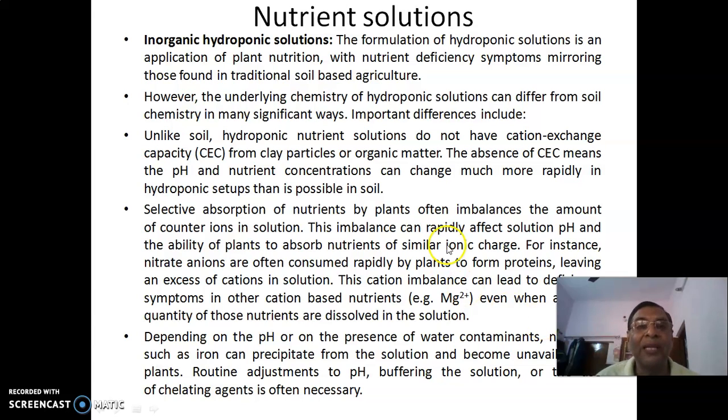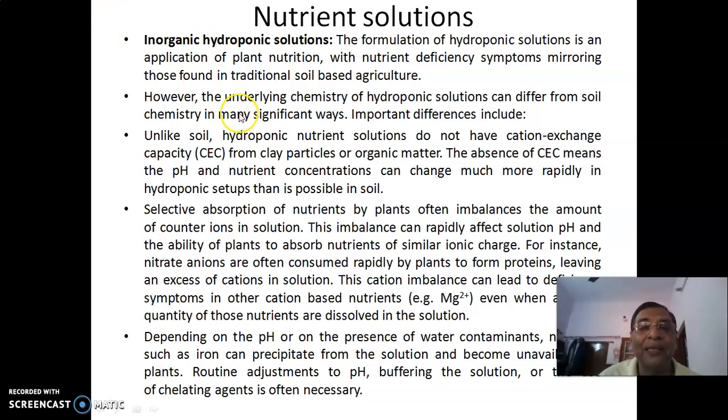For example, you can see now we are dealing with inorganic hydroponic solutions. We'll also deal with the organic hydroponic solutions later on. So the formulation of hydroponic solutions is an application of plant nutrition with nutrient deficiency symptoms mirroring those found in traditional soil-based agriculture. It's not much different. We only have to see that the required nutrients simply go to the plant through the root system.